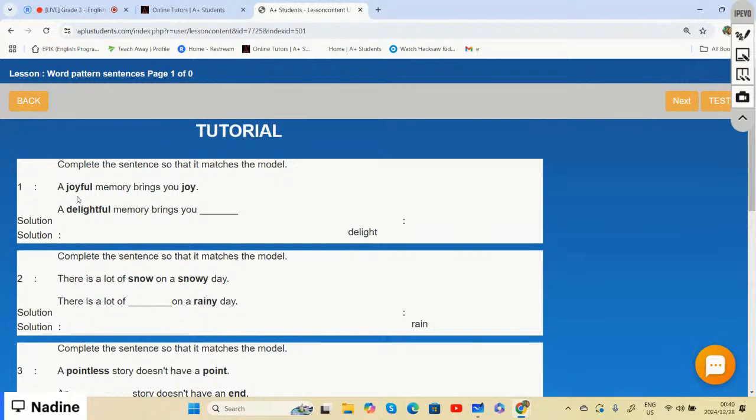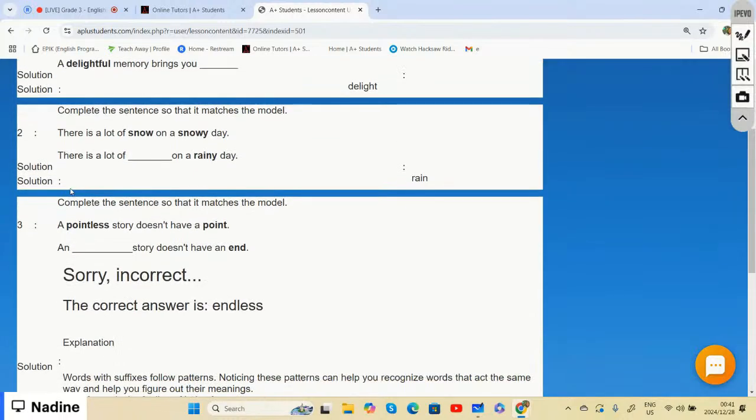All right, so now word pattern sentences. We're going to complete the sentence so that it matches the model. We're only going to do one, and then we are going on to our test. It says a pointless story doesn't have a point. There's no point to the story, then it means that the story is pointless.